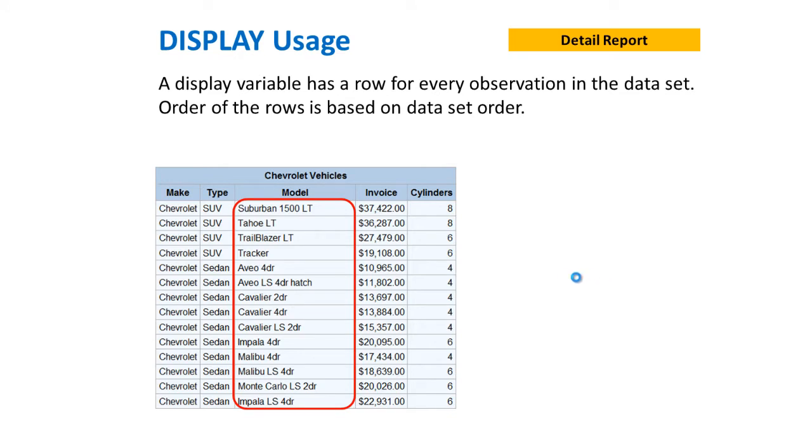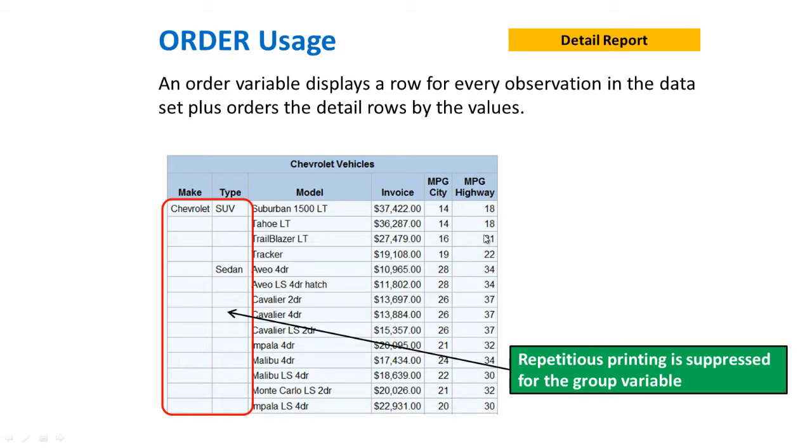So the display usage basically will display the rows as it is in the table. So basically it's not summarizing at all. It is just displaying the variables as they are. So nothing to say here. The order usage basically will order the variables, and the report will suppress the values for the variables to try to delete redundancy. And it will be ordered by descending or ascending, of course.